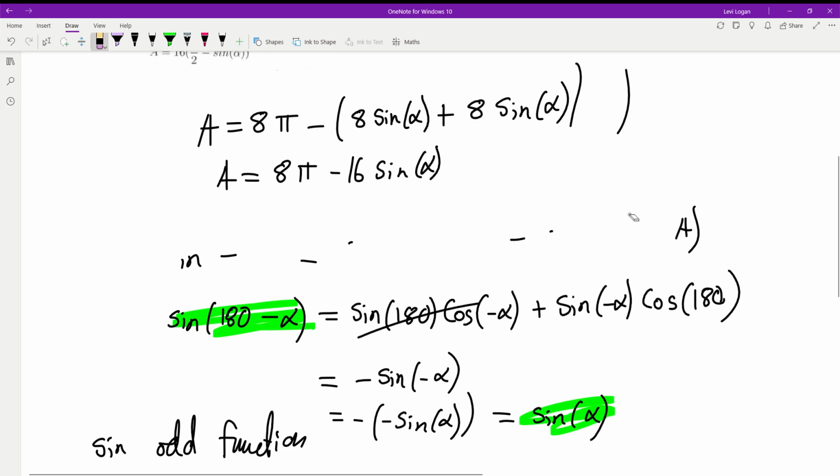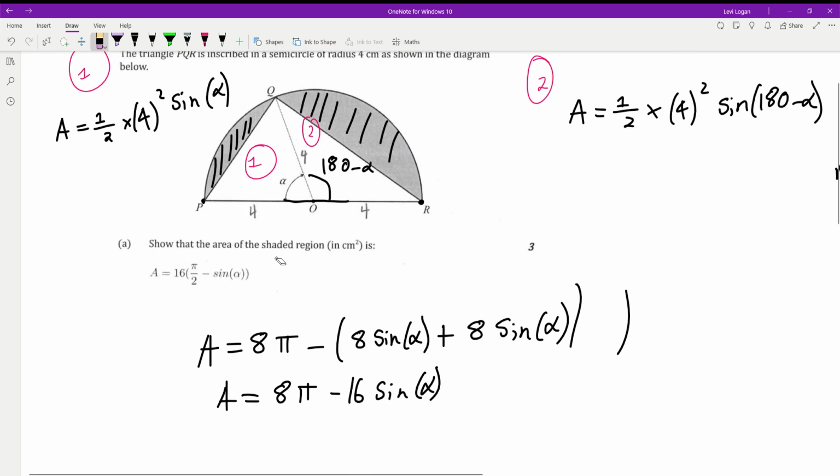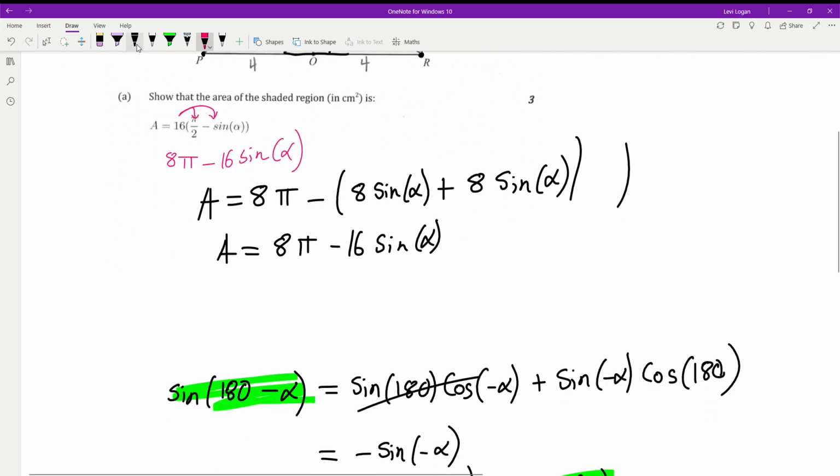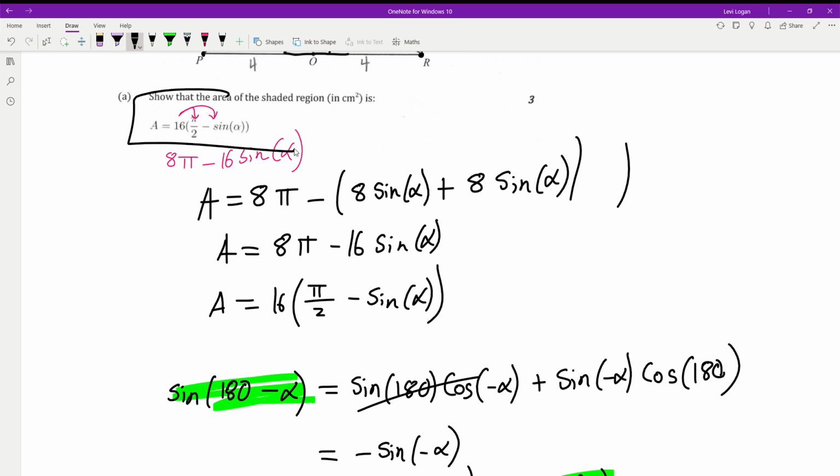Now, if I rub this out so I have a little bit more room, we can see we've almost got our scenario here. If I multiplied the 16 in here, I would get 8 pi minus 16 sine of alpha. So to show that that's true, all I need to do is factorize 16 out of here. So the area is 16, take our factor, so you get pi on 2 minus sine of alpha. And we have shown the area of the shaded region is that statement there.